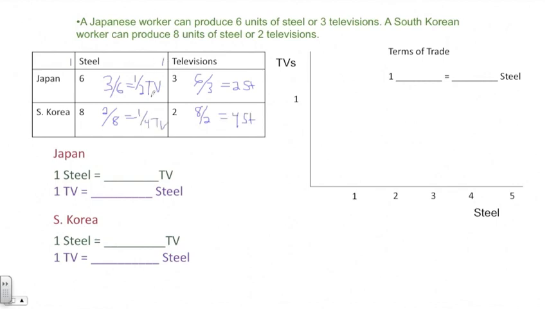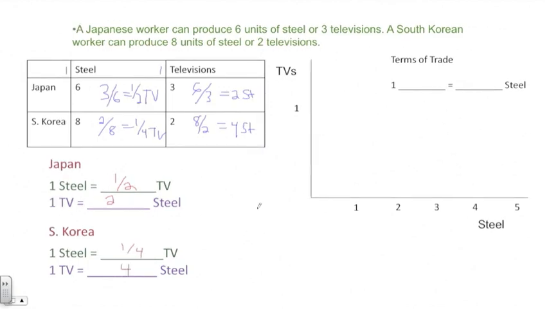Now, I'm going to take this information and plug it down here so it's easy to refer to. Again, for Japan, one steel costs them a half of a TV. One TV costs them 2 steel. For South Korea, one steel costs them 1/4 of a TV, and one TV costs them 4 steel. So, South Korea has a comparative advantage in the production of steel as the cost of TVs is less for them. Japan here has a comparative advantage in the production of televisions.